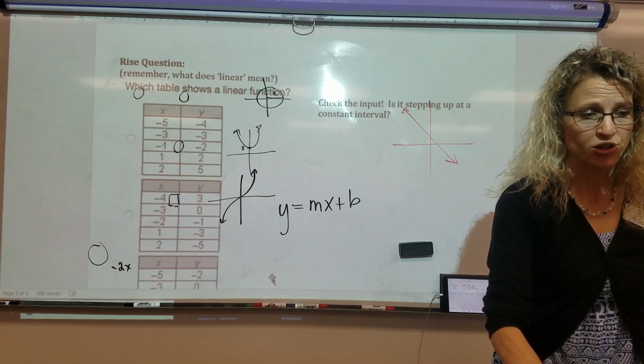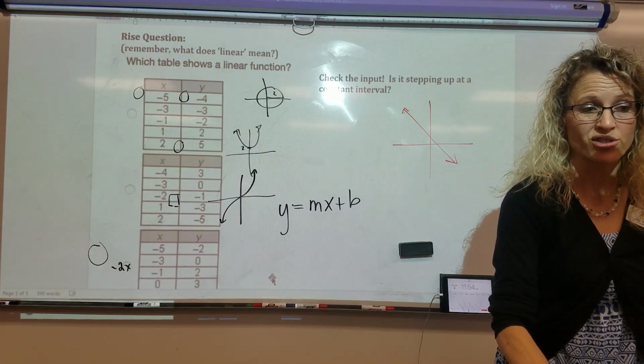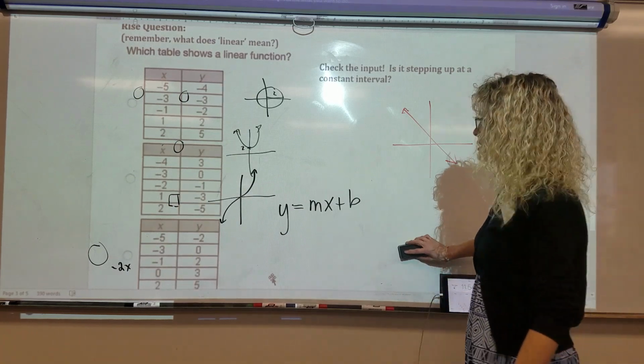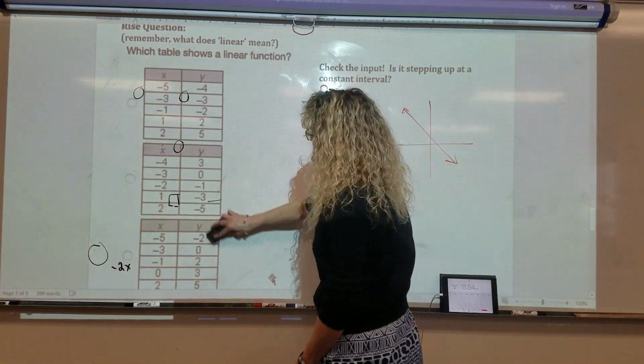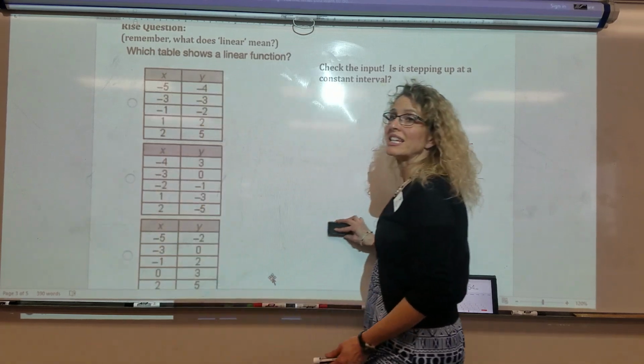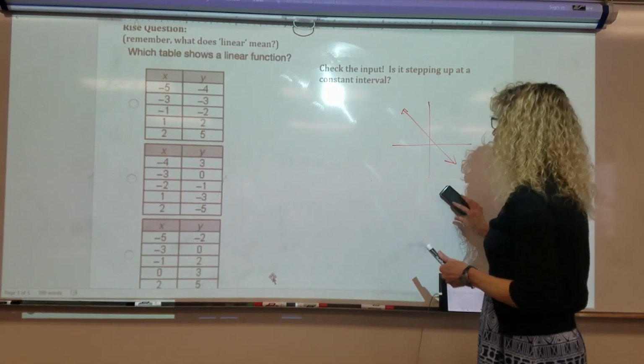Okay, last RISE question. There was one like this on your benchmark last week. This is for 8th graders; 7th graders, you probably didn't see this question. They gave you tables and they said, just based on the table, which graph could be a line? So I'm going to show you a strategy you can figure this out.